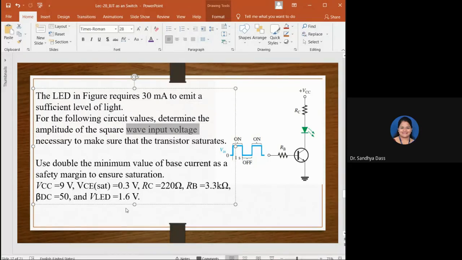Yeah, take this as a homework. All the parameters are given here. VCC is 9 volts, VCE is 0.3, RC is 220 ohms, RB is 3.3 kilo ohms, beta is 50, and the voltage across the LED is given as 1.6 volts. Try this. Let's see. We'll continue in the next class.